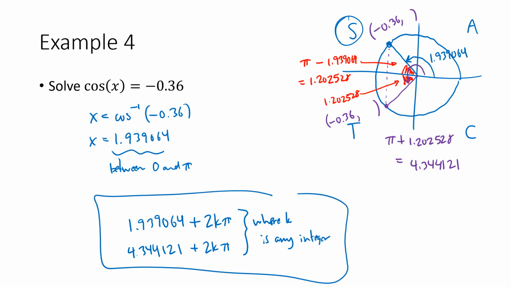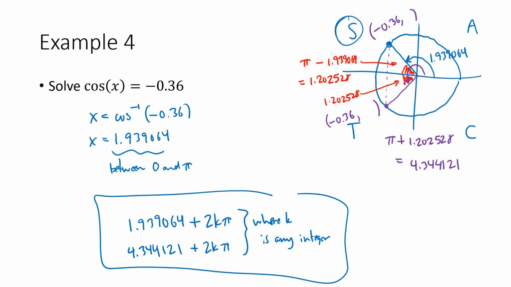The nice thing about this is you can actually go back and check your answer. So if you take, for example, on your calculator, the cosine of 4.344121, you will get pretty close to negative 0.36. So it's a nice way when you're using reference angles to get additional solutions to go back and use your calculator to check those solutions to make sure you're actually getting the trig function value that you think you're supposed to get.